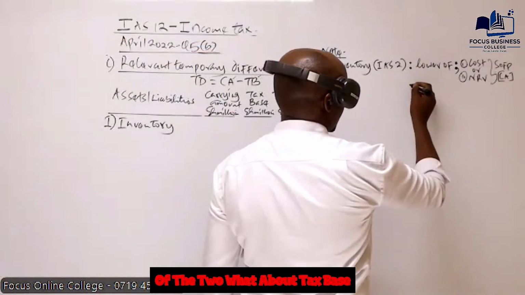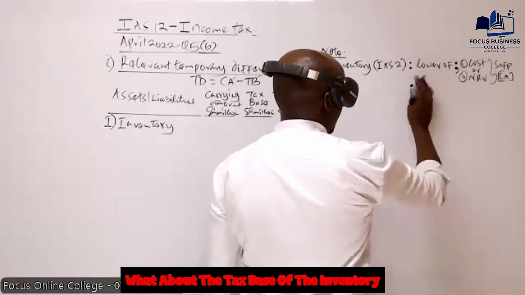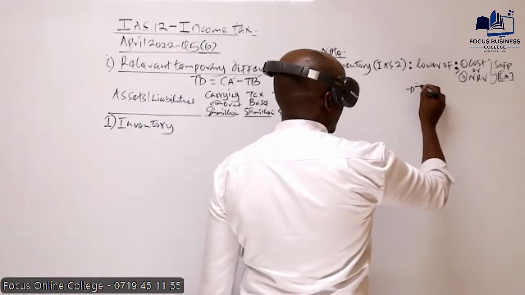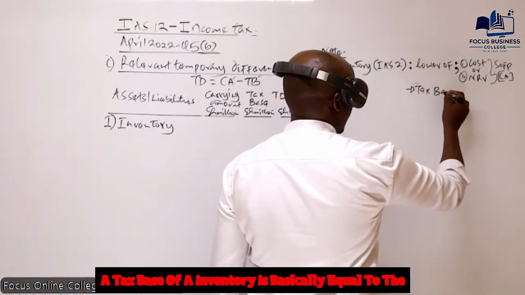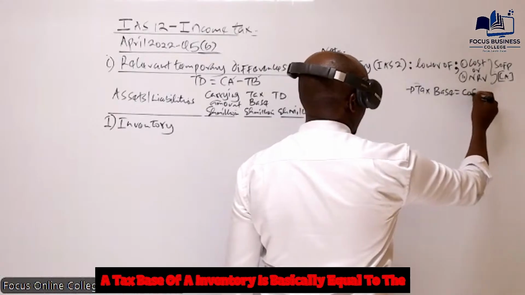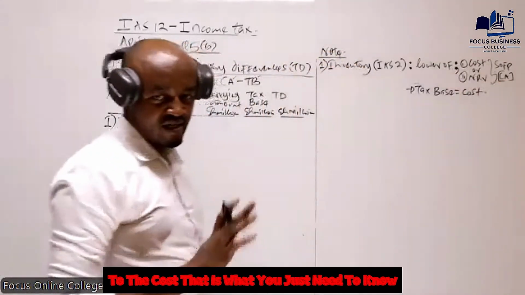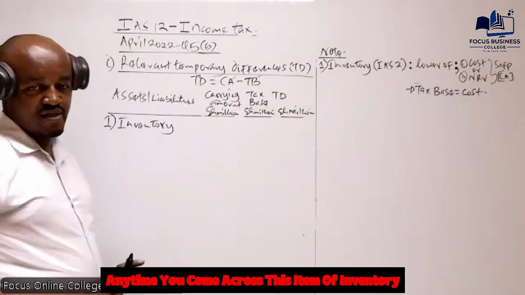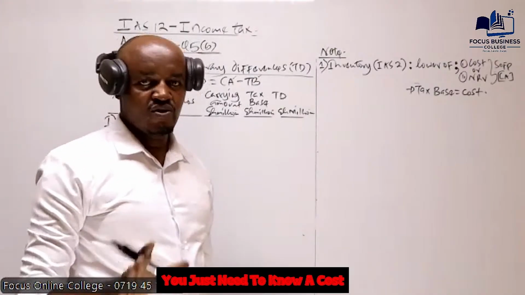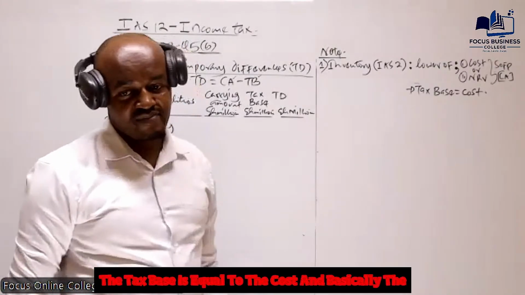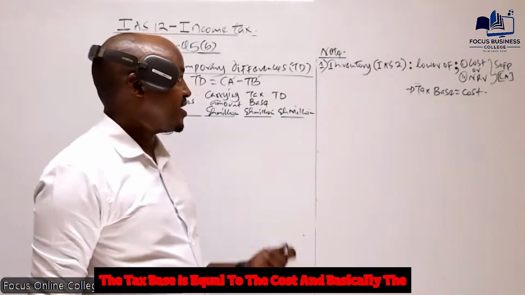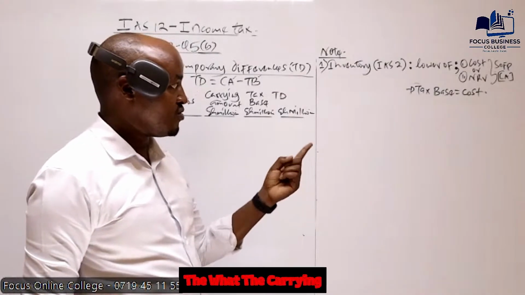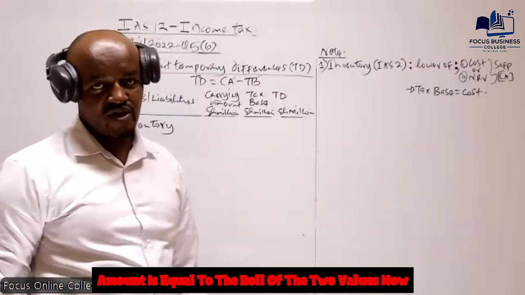What about the tax base of the inventory? The tax base of inventory is basically equal to the cost. That is what you just need to know. Anytime you come across this item of inventory, the tax base is equal to the cost, and the carrying amount is equal to the lower of the two values.